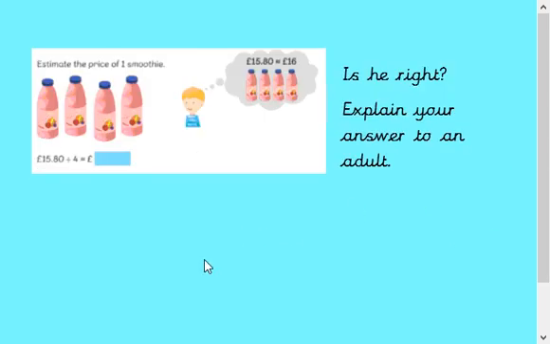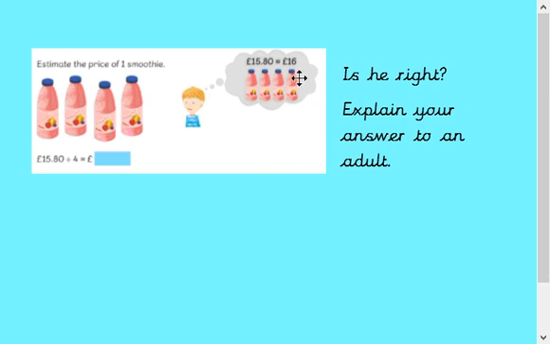Okay, next question here. It says, estimate the price of one smoothie. Now, the chap there is saying that the price of one smoothie is £16. Is he right? Okay, discuss this with your adult and just think about it. What do you need to do to make your estimate for one smoothie?